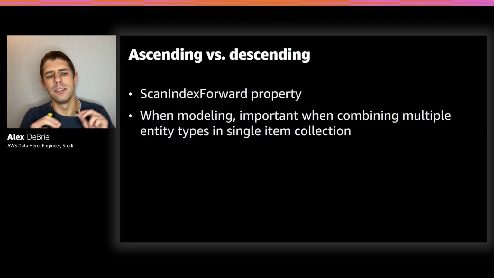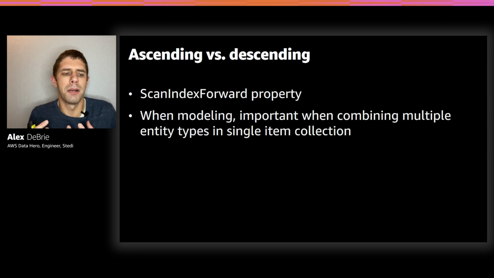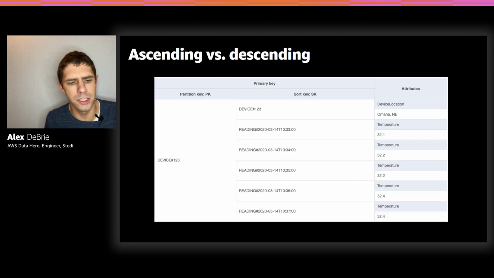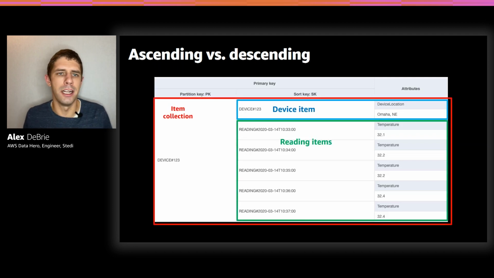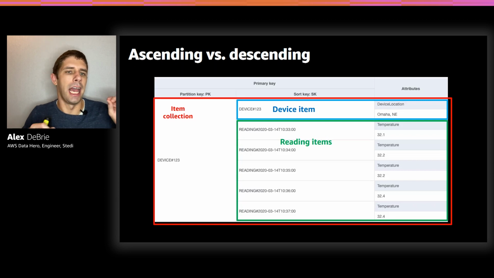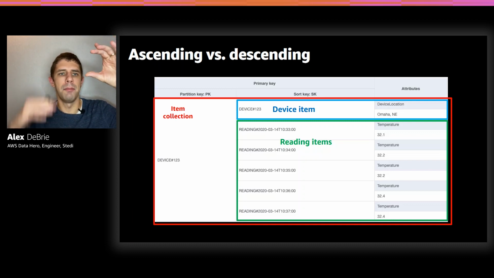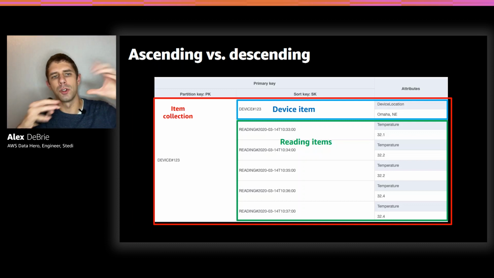The important thing to know is when you're modeling, this is really important if you're combining multiple entity types in a single item collection, right? So if you're doing some of that pre-joining of your data, you might need to use this scan index forward property to join them correctly. So let's look at an IoT example here. Again, we have a device item as our partition key, and we have two different entity types in our item collection. So at the very top of our item collection, we have our device item, and then we have many reading items. So there's a one-to-many relationship.